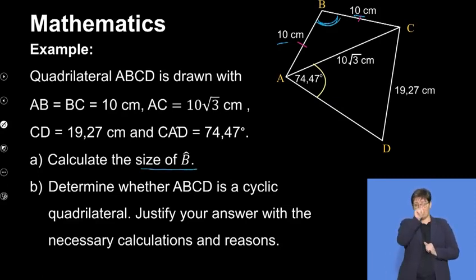B lies in our triangle ABC, so we're probably going to be using this triangle here, ABC. And if you look again, we're given three sides in this triangle. And remember, when we have three sides, what does that remind us of? It means we can use the cos rule.